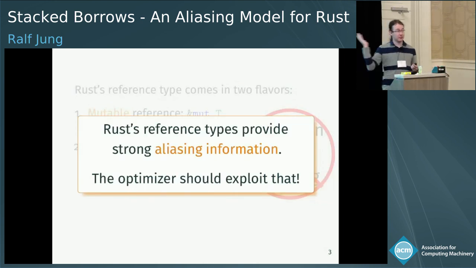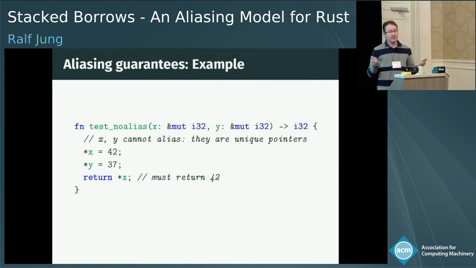So this is strong aliasing information that we have in both cases, and we want the optimizer to take advantage of that. For example, in a function like this that takes two mutable references, we would like to exploit the fact that they cannot point to the same location. So that when we write 42 to one reference and write 37 through the other reference, then if we load x again at the end of the function, we know it will still contain 42, because the only way that writing to y could override what is in x is if they point to the same thing, which they can't.